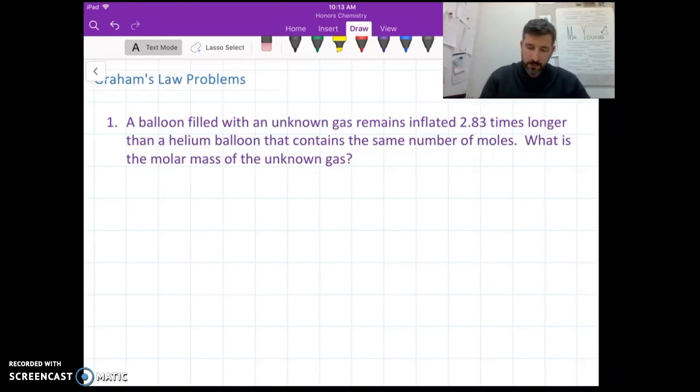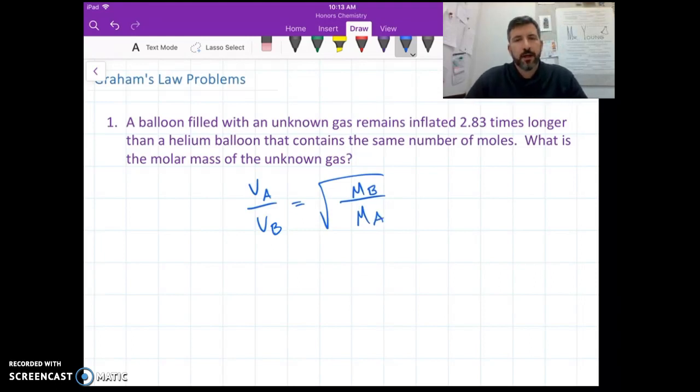So we're going to set this up using Graham's law. Graham's law, of course, is velocity A over B is equal to the square root of the molar mass of B over A. We need to decide which one we want to make B, which one we want to make A, and we also need to decide the significance of this 2.83 times longer. So let's think about what that means, that the gas stays inflated 2.83 times longer.